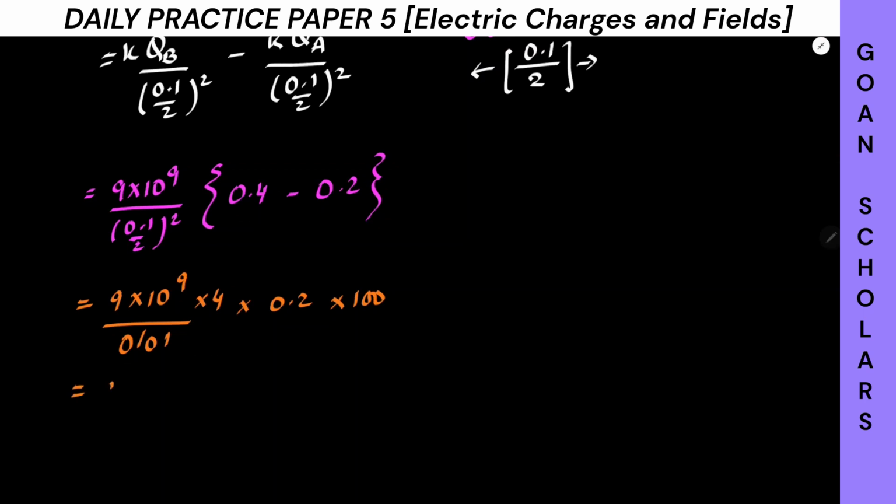So this will become 9 into 10 to the power 9 into 4 into 20, right? 0.2 into 100 is 20. Now 9 4s are 36, 36 into 10 raised to 9 into 20. So this we can make as 36 2s are 72, into 10, and give one 10 to this, 72 into 10 raised to 10. That is how much? Newton per coulomb.